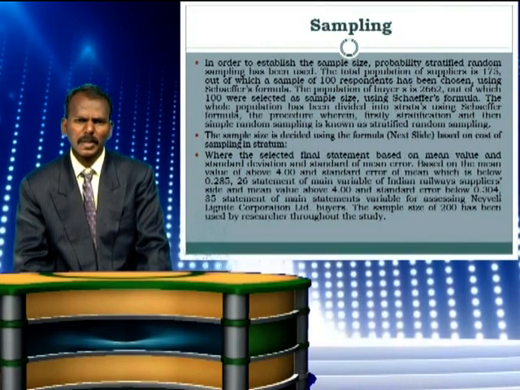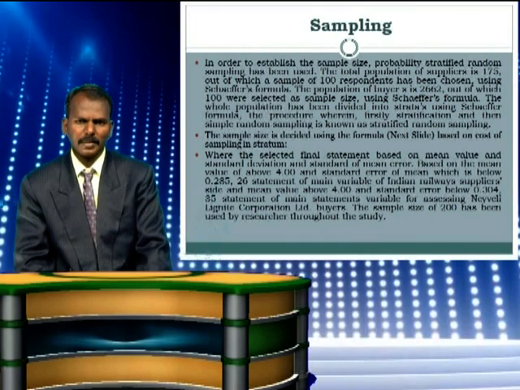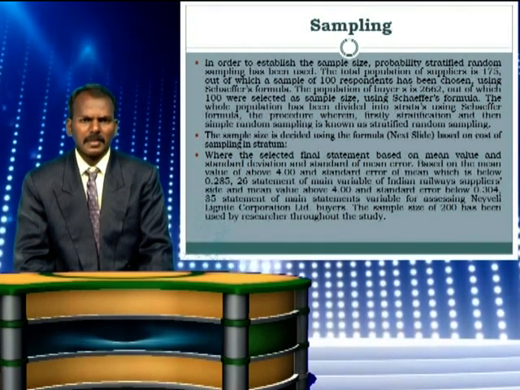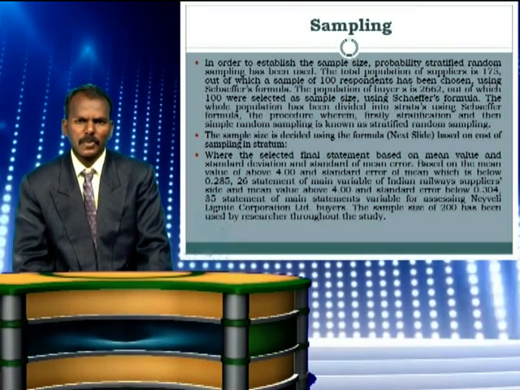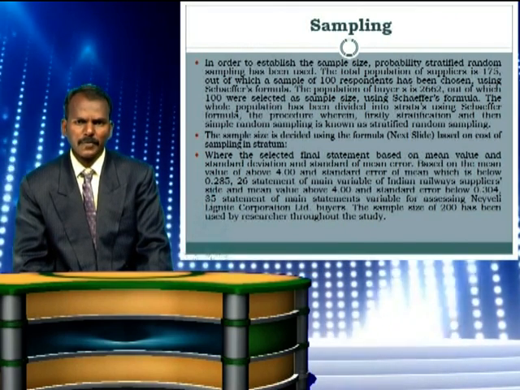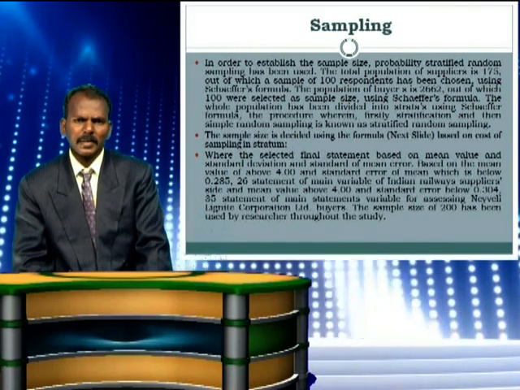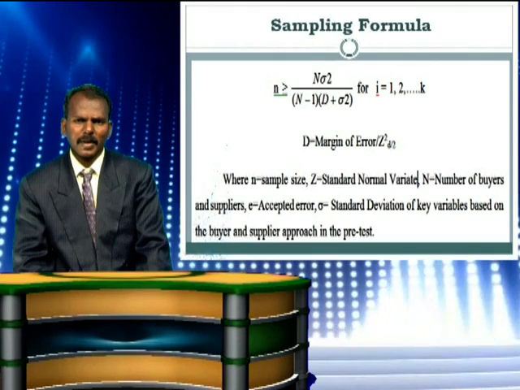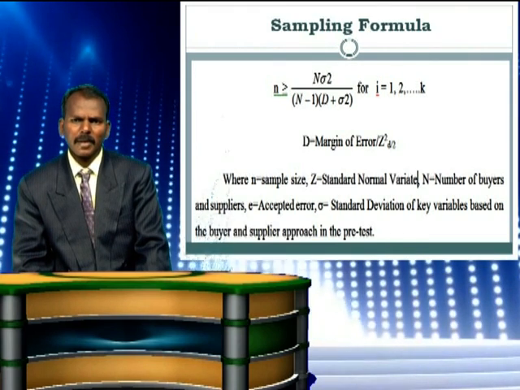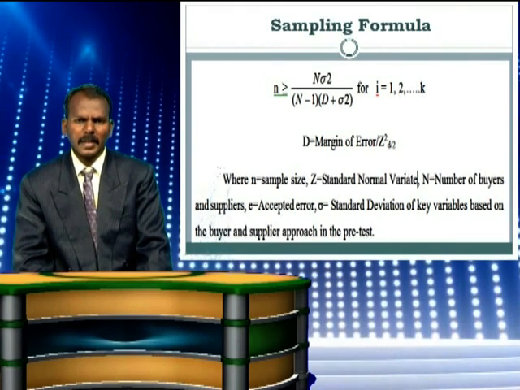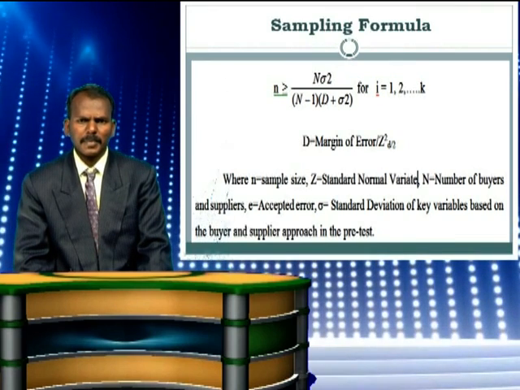The procedure was firstly stratification and sample stratification, and then simple random sampling, which is known as stratified random sampling. The sample size was decided using a formula based on the cost of the sample, where they selected the final statements based on the mean value, standard deviation and standard error of the mean.